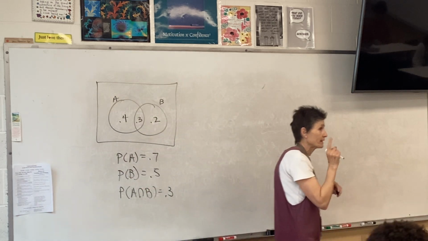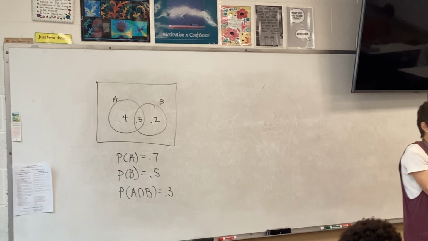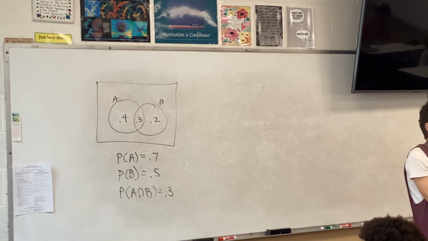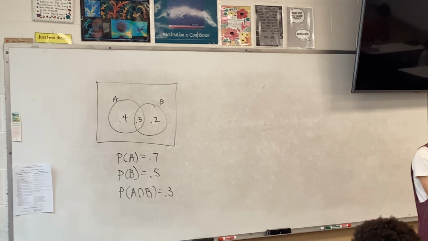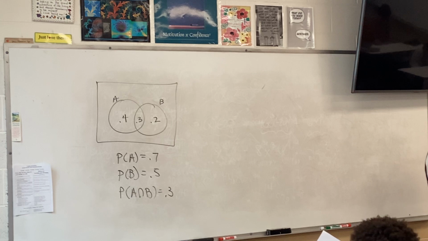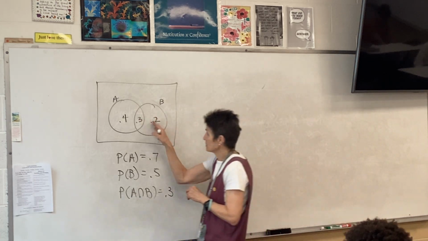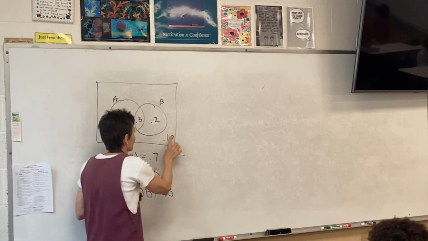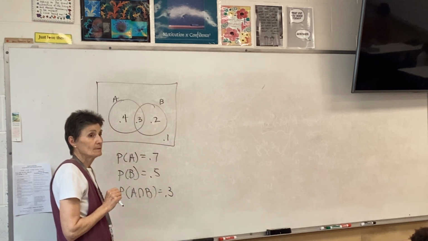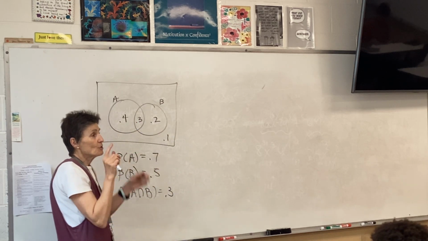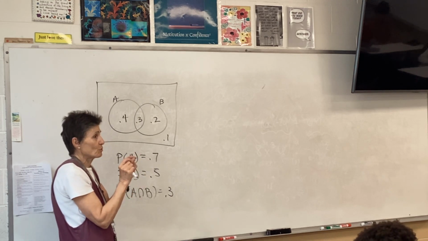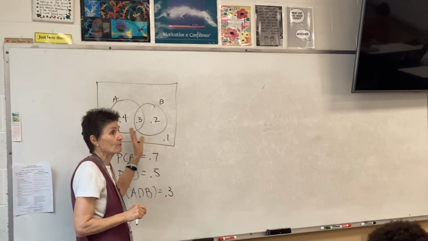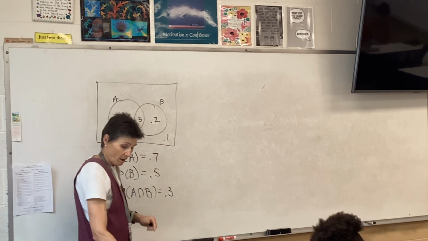Now, I need you to look carefully. How much total do you have in that Venn diagram right now? 0.9. That's not enough. In a probability problem, you have to have 100%. So, if this is 90%, then there must be 10% out here, 0.1, right? Out here? So now we're ready to answer the question. Don't stop with your diagram until you've got everybody accounted for, all 100%.